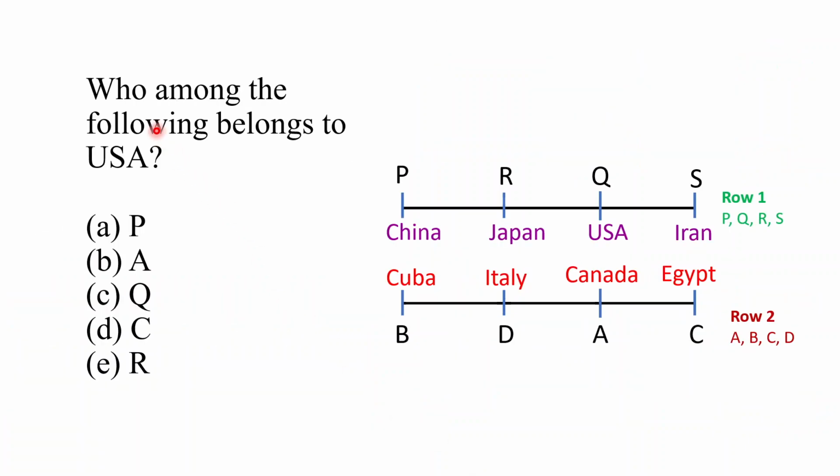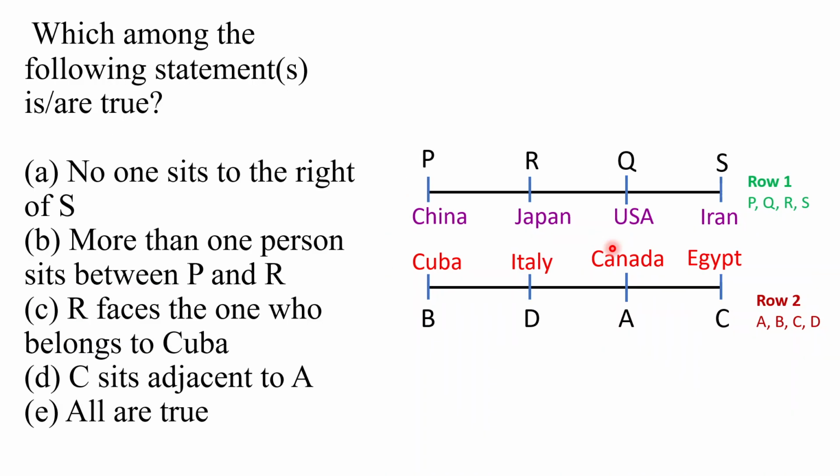So this is the first question. Who among the following belongs to USA? It is clear that Q belongs to USA. So our answer is option number C, Q. Let's check the answer. See, our answer was correct. Let's move on to the next question.